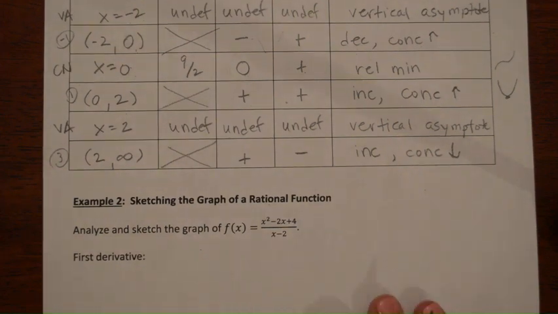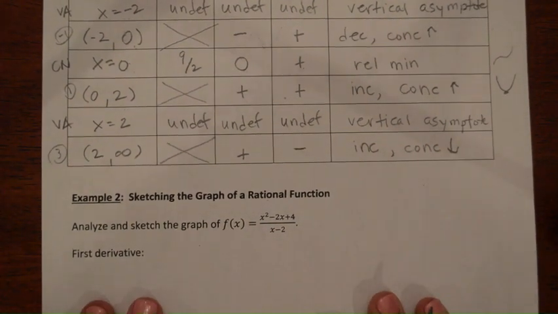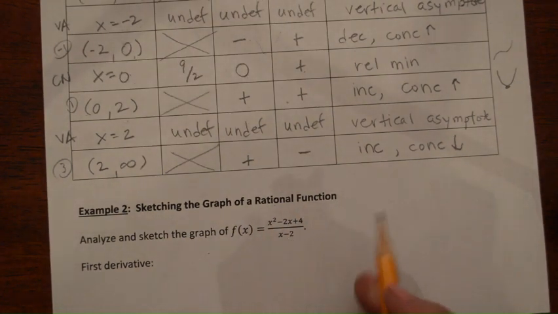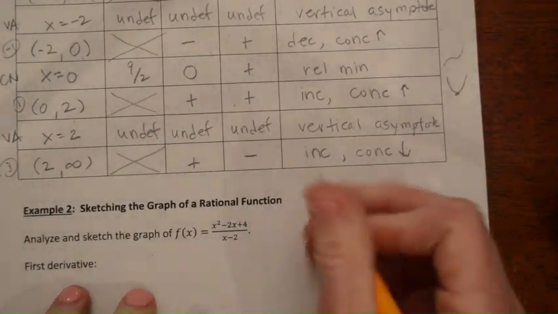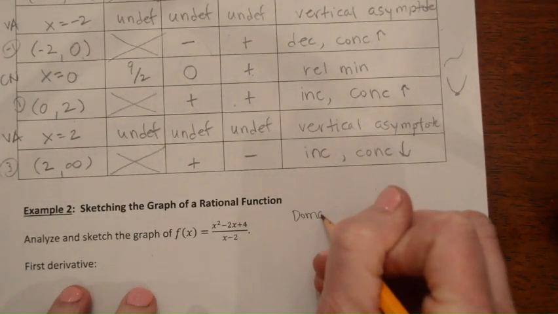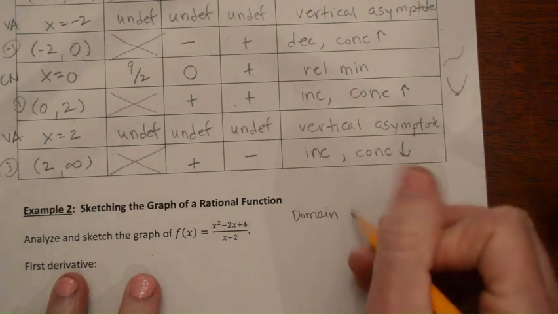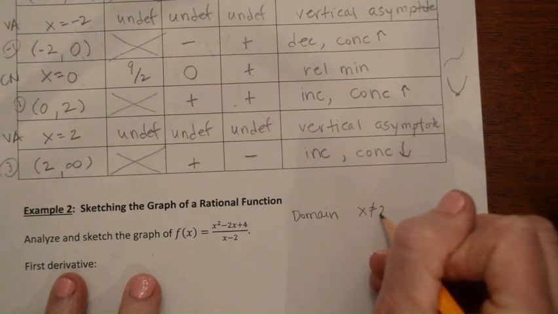Okay, let's take a look at example 2. So we have a function that's very similar, a rational function right here: x squared minus 2x plus 4 over x minus 2. So again, let's talk about the domain first, just so that we get that out of the way. And here we would say that it's all real numbers except 2.